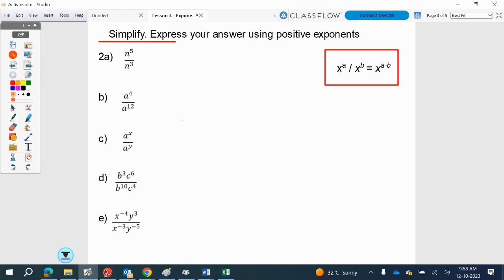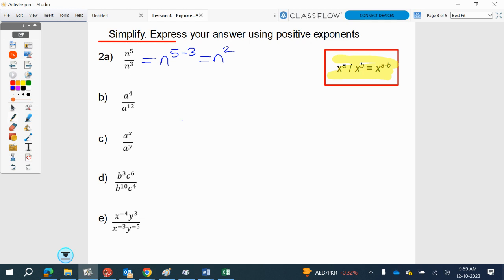Rule number 2, if we look up here. Here we've got x to the a divided by x to the b. In this case, when it's division, we subtract the exponents. So I'm going to do the first one for us. If we have n to the 5 divided by n to the 3, that's n to the 5 minus 3. n to the 2.